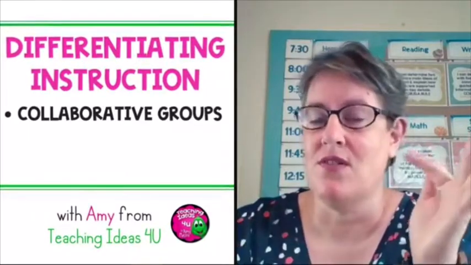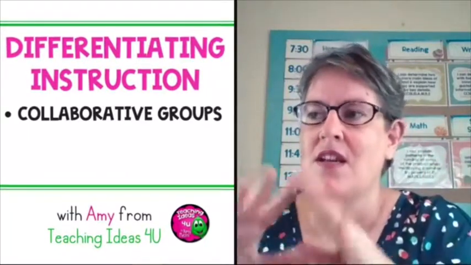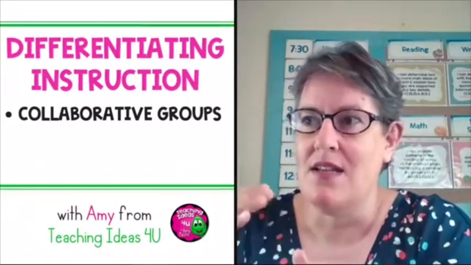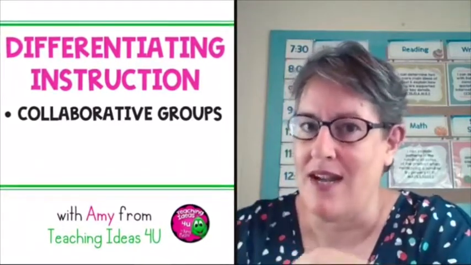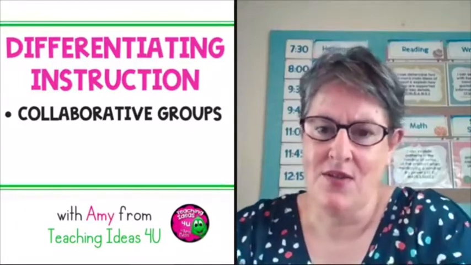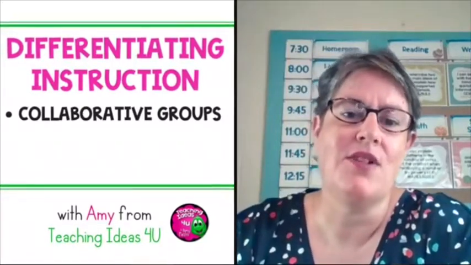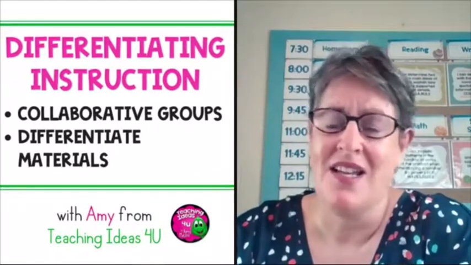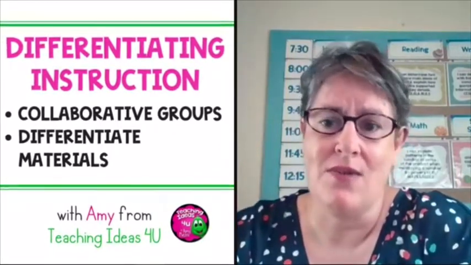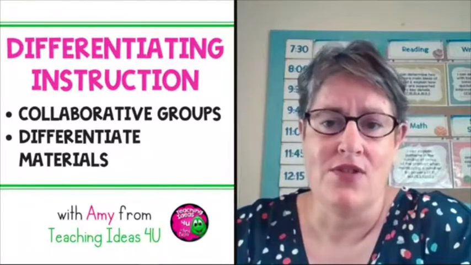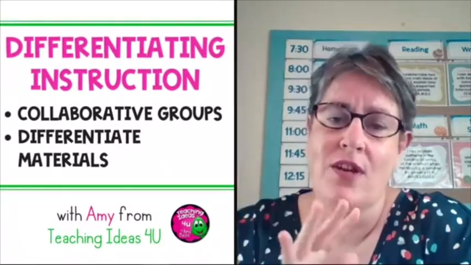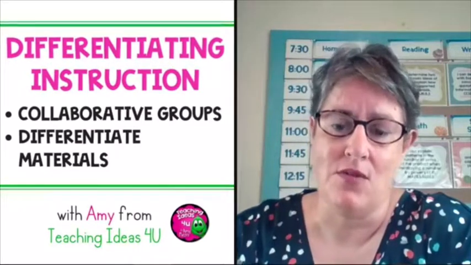This one might be focused on the communication advances. So then you can have a discussion, but it's not as obvious that there were different levels that you handed out. So another way, okay, so we talked about collaborative groups, and I forgot to change my screen. We just talked about differentiating materials. These are the two main ways that we differentiate. We differentiate who gets put together in a group, and we differentiate what materials they might receive to do.